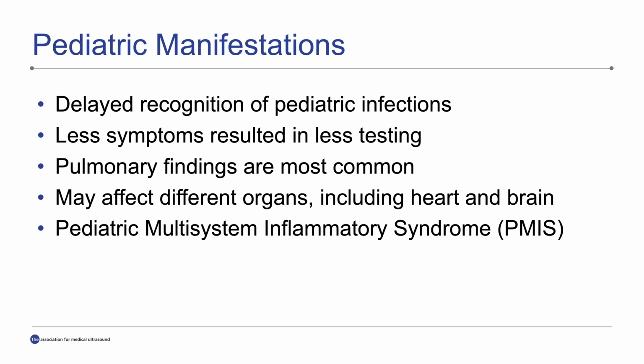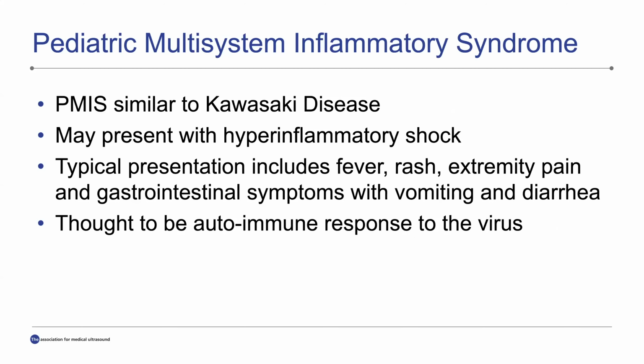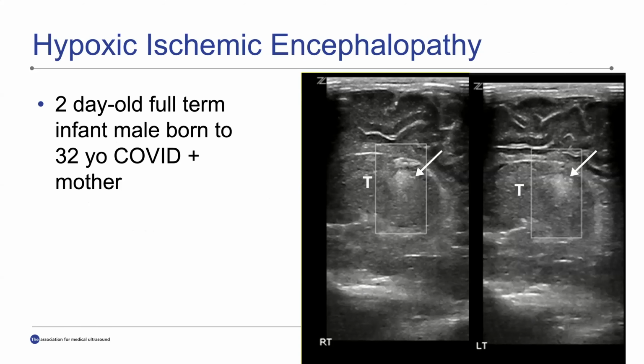And recently, there's been discussion about the pediatric multi-system inflammatory syndrome that resembles Kawasaki disease. And some of these patients, unfortunately, will present with hyperinflammatory shock. Others will present with other symptoms of fever, rash, extremity pain, and GI symptoms, including vomiting and diarrhea. And it is thought to be a delayed autoimmune response to the viral infection. Here's a couple of examples in the pediatric population.